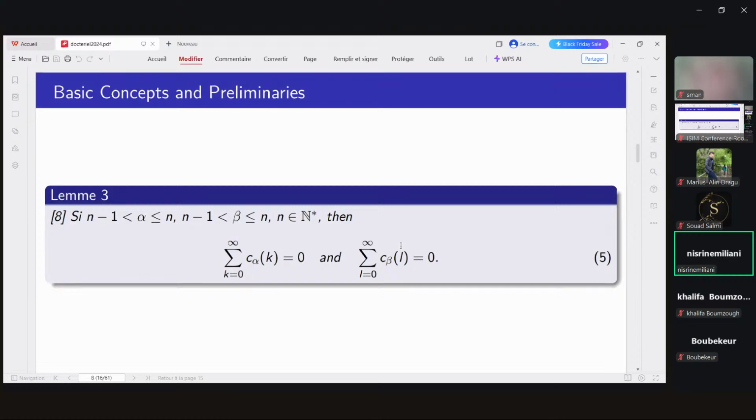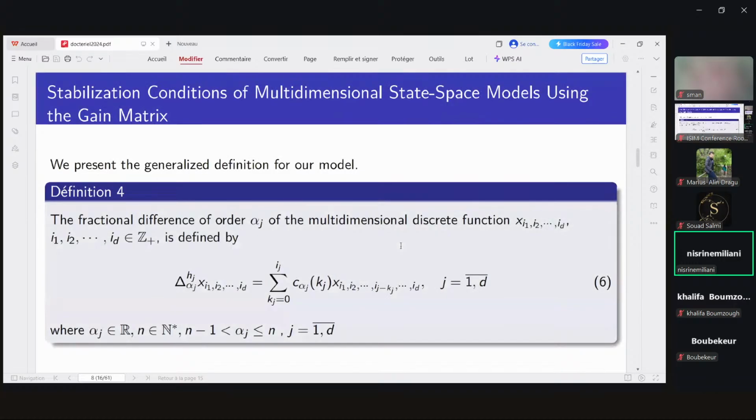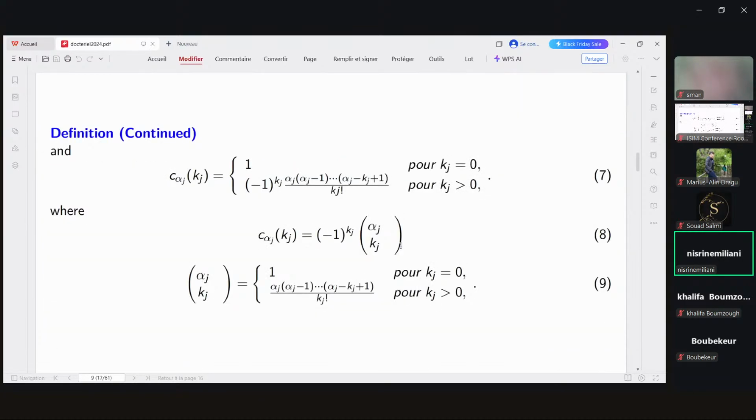This lemma is correct for the breadth. We present the generalized definition for our model. In this definition, the fractional difference of order alpha g of the multidimensional discrete function is defined by formula 6, where alpha g is between n minus 1 and n. In the subsequent definition, we define it using this formula.